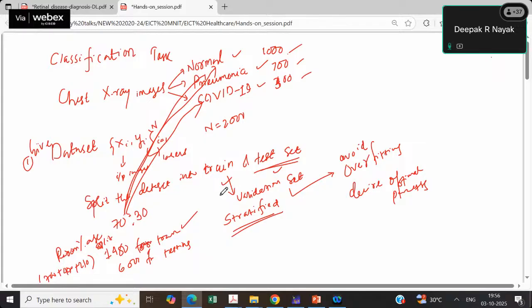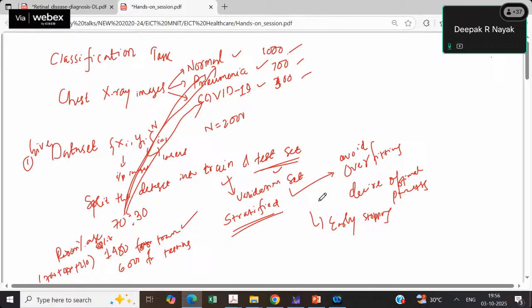So validation set. Every time you need to train the model and check the validation performance. If the training performance is good and the validation performance is good, that means this model is doing really well. You can continue your model training. And if the training performance is good and the validation performance is not good, then you have to stop the training process. That is what is known as early stopping.